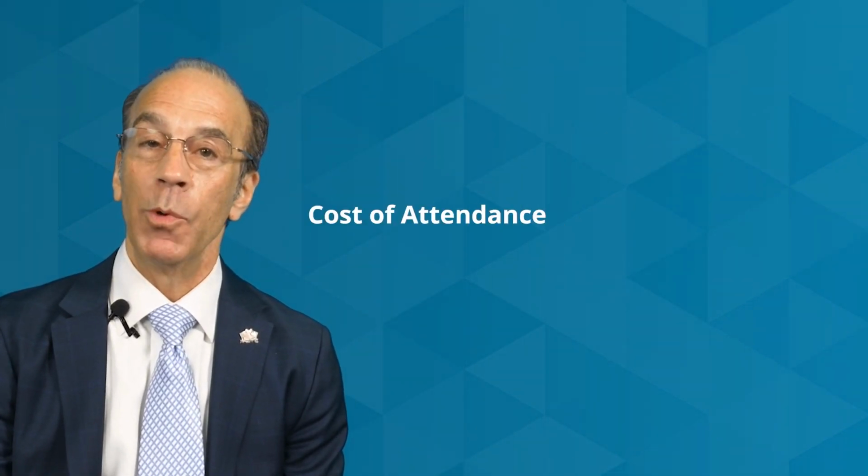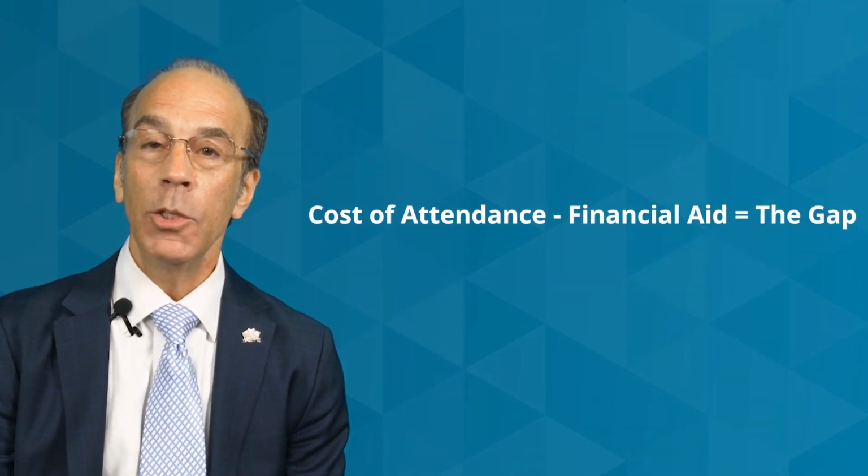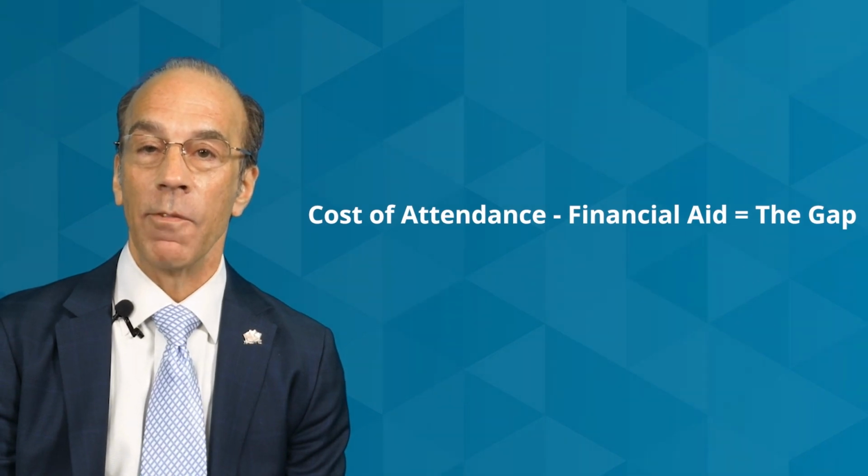Today we are going to explore options to meeting the gap. First, we need to identify what is the gap. The gap is the difference between the cost of attendance minus any financial aid you receive. Once we determine the cost of attendance at your school, we can subtract the financial aid offered, and the difference is the gap. This is the balance you may need to pay to cover your educational expenses.